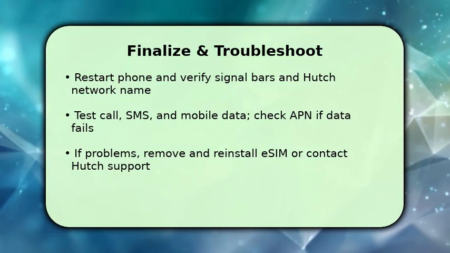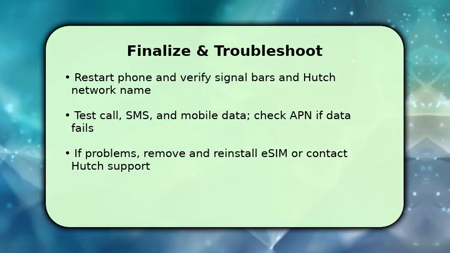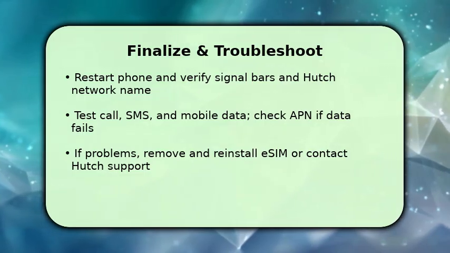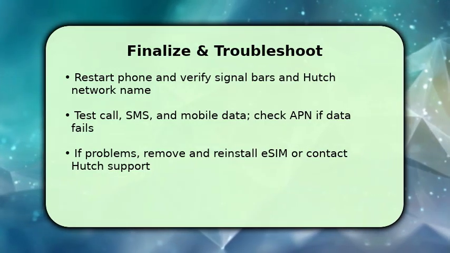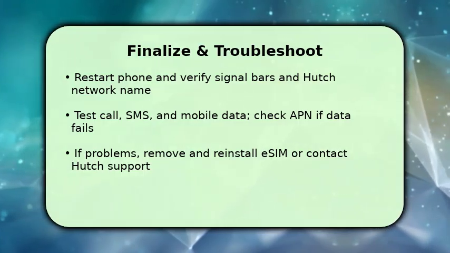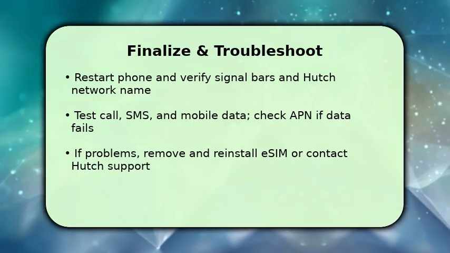Then test a call, send an SMS, and browse to confirm data connectivity. If data fails, open Cellular APN settings and compare values to Hutch's recommended APN. Edit if mismatched. If the profile won't activate, remove the eSIM profile and reinstall from the original QR or code.